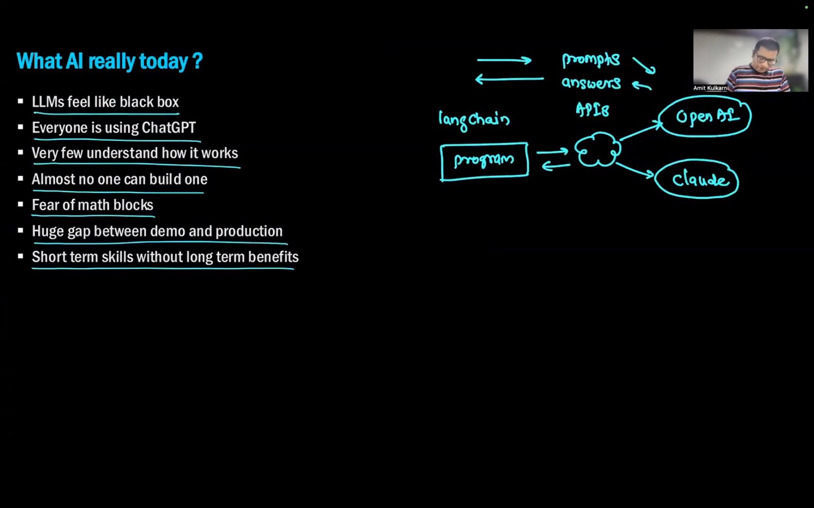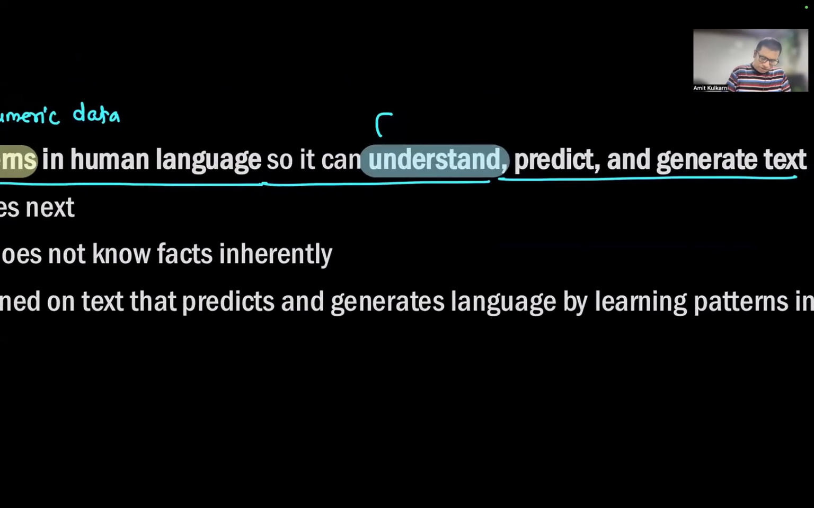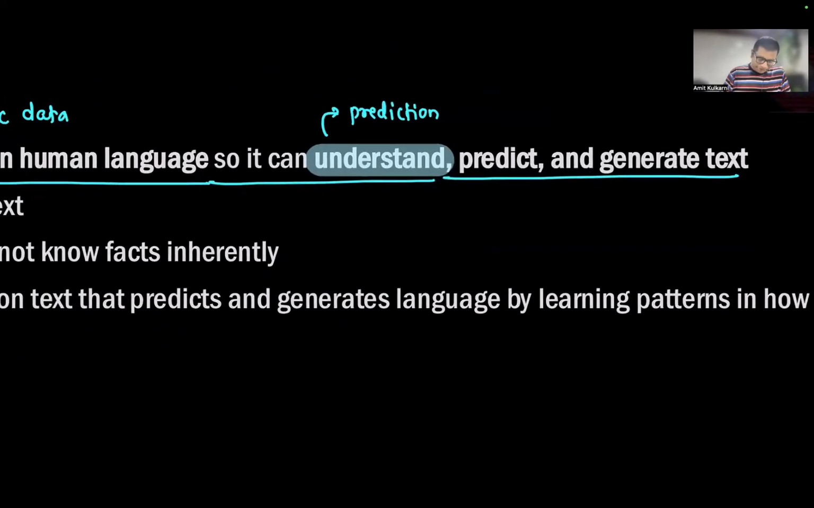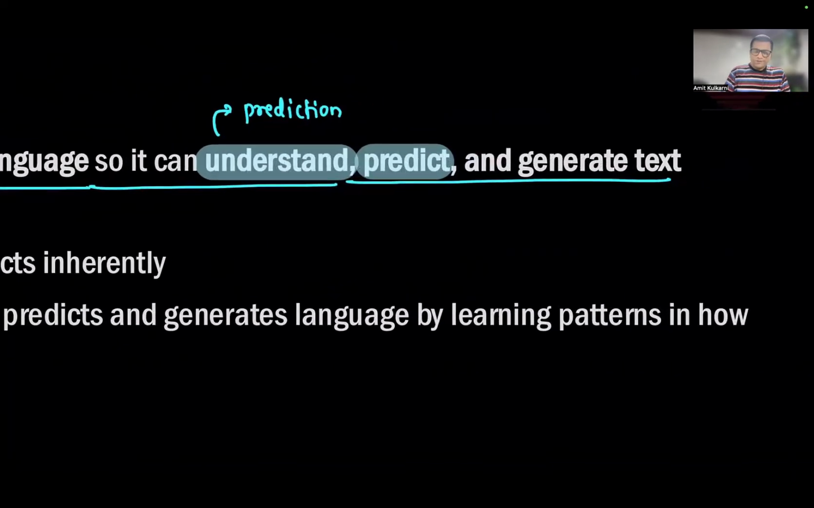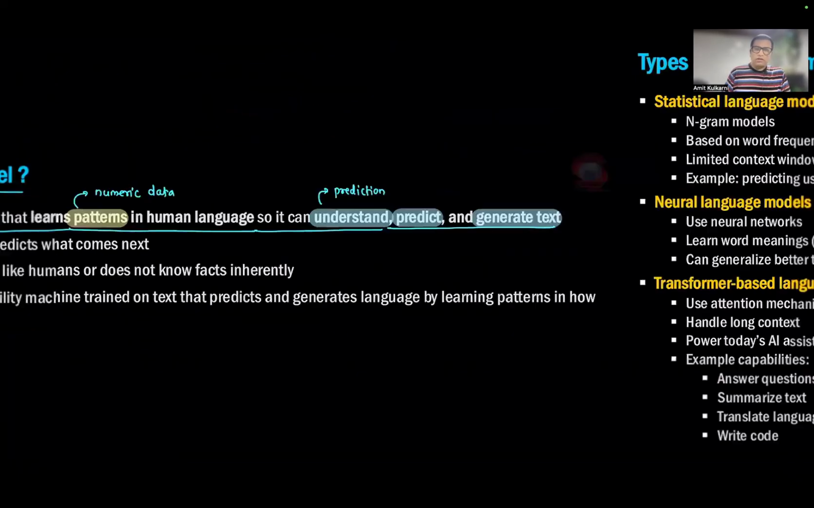Sorry, when I say understand, they do not understand anything. This is just a prediction. In general, we say they understand, but they do not. It's called a predictive model. More on that later. Using that understanding, they can predict future values, or they can go for generating text. This is what they do.